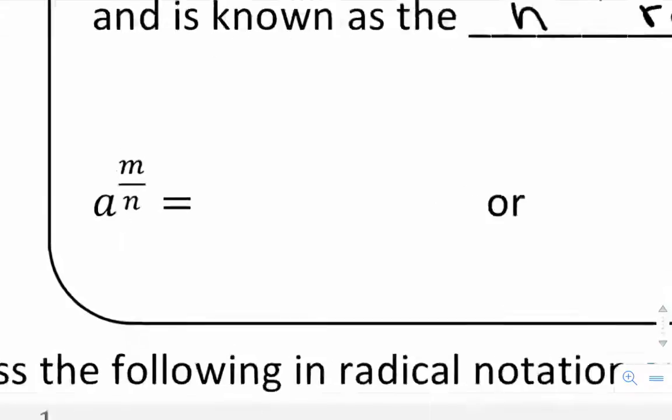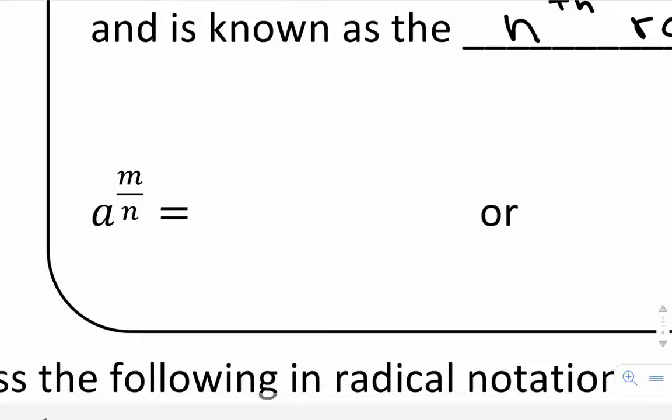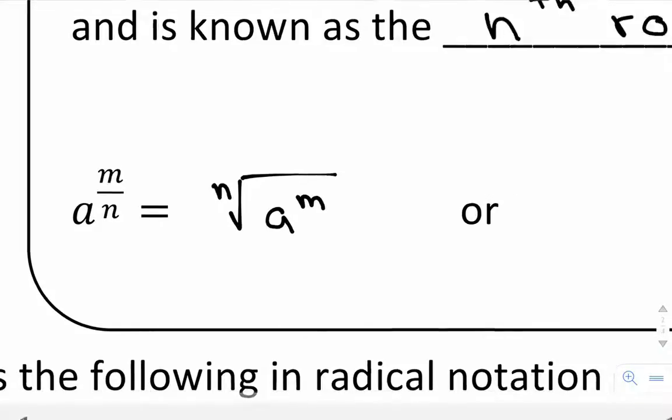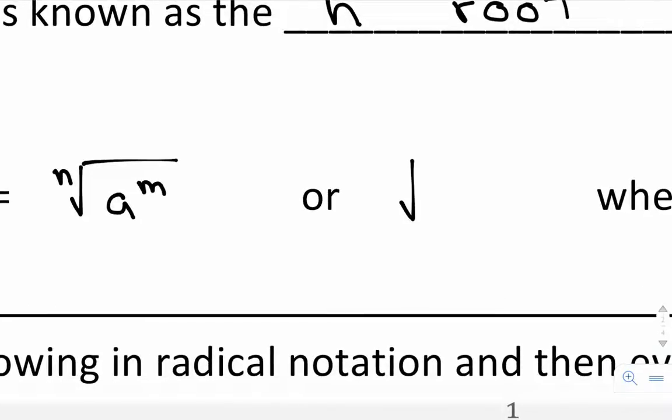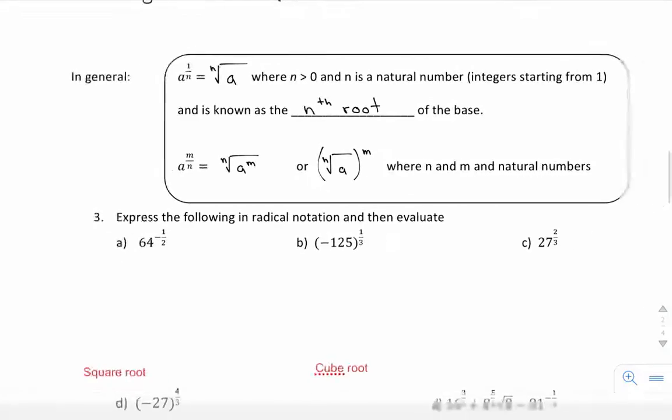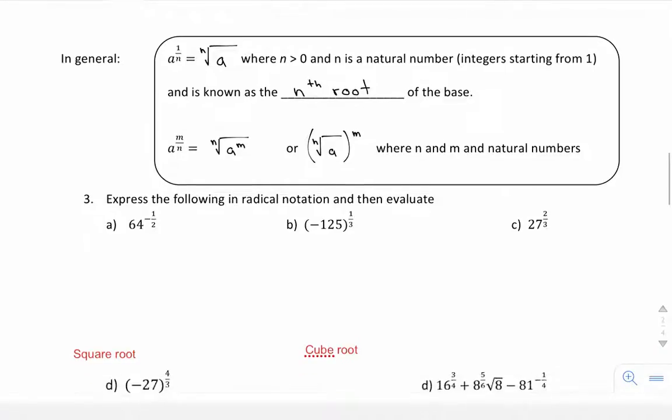Now in general, we can also write a power with a fractional exponent where the numerator is different than 1 in two ways. We can write a to the exponent m over n, and that's the nth root of that term, or I can write the nth root of a and then raise that whole thing to the exponent m. They're the same thing. So let's look at some examples here.